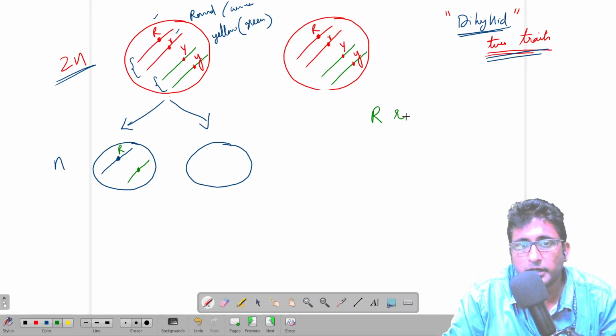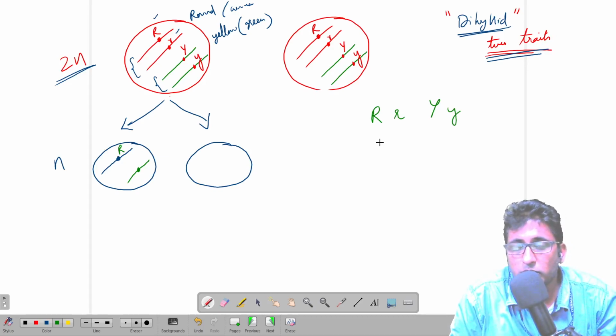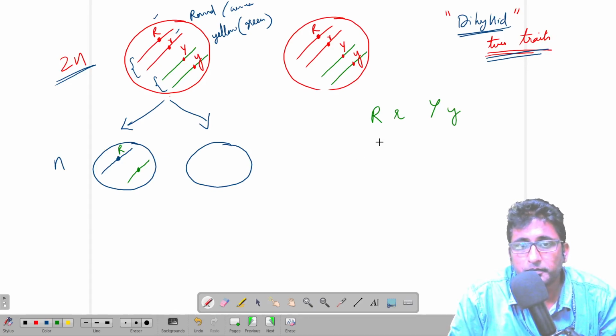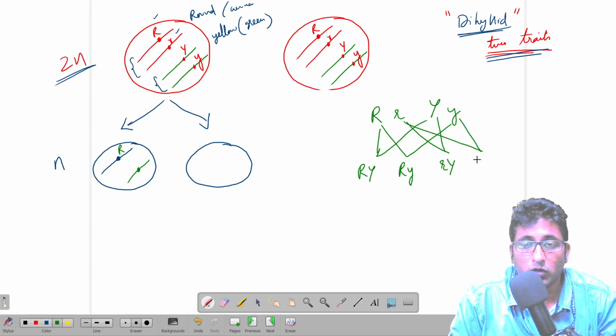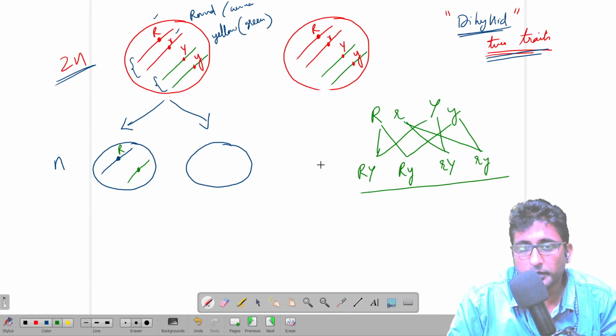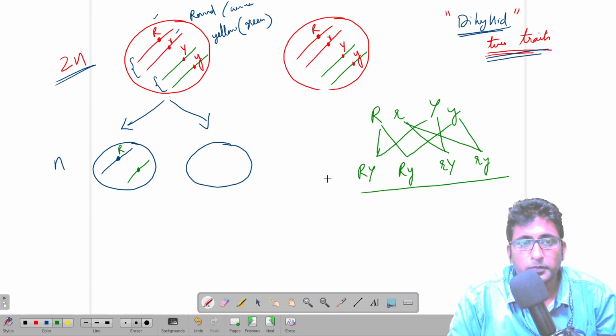If we have something like this and Y and Y, during gametogenesis we need to have one for the shape of the individual, the seed, and one for the color. So it would have been RY, capital R, capital Y; here capital R, small y; small r, capital Y; and small r and small y. So as we can see, there are 4 different types of gametes that can form in this scenario.